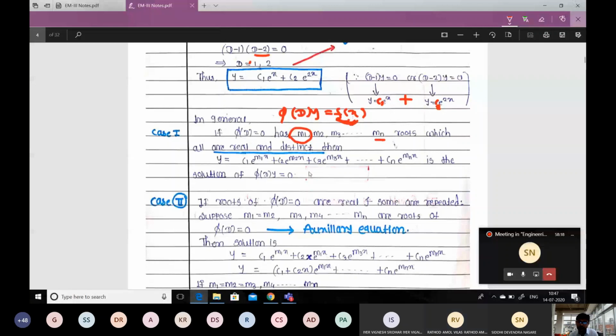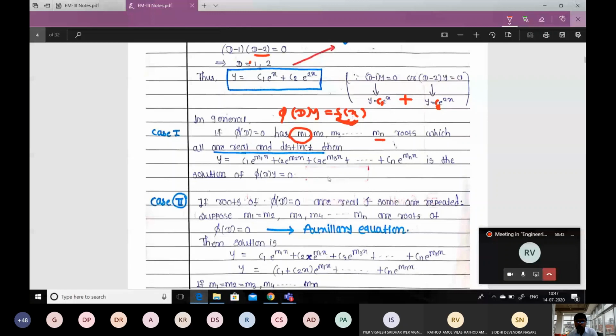So henceforth, whenever we come across a differential equation, you just have to find the auxiliary equation. You just have to find the roots, and after getting the roots, if whatever roots you get are real and distinct, obviously you have to follow case number 1 to write the solution of the given differential equation without doing any other procedure.